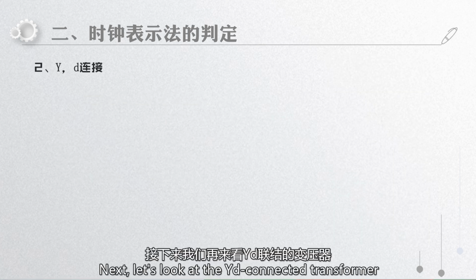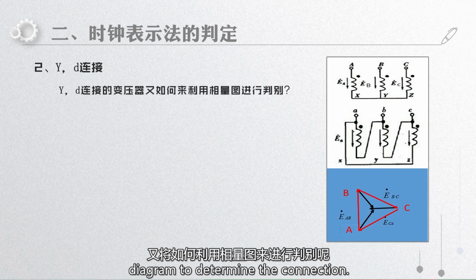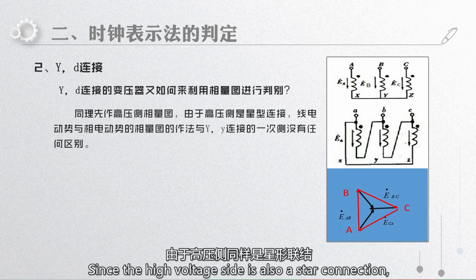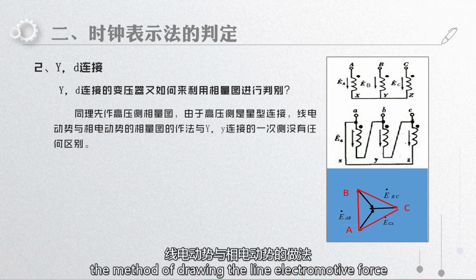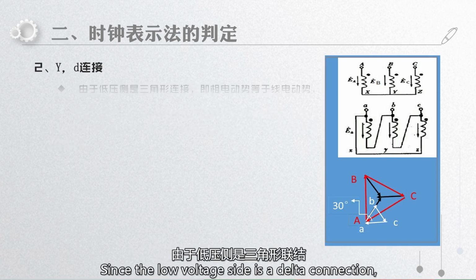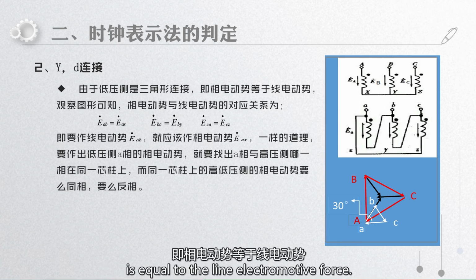Next, let's look at the YD connected transformer and how to use the phasor diagram to determine the connection. Similarly, first draw the phasor diagram of the high voltage side. Since the high voltage side is also a star connection, the method of drawing the line electromotive force and phase electromotive force is the same as that of the star-star connection. Since the low voltage side is a delta connection, the phase electromotive force is equal to the line electromotive force.